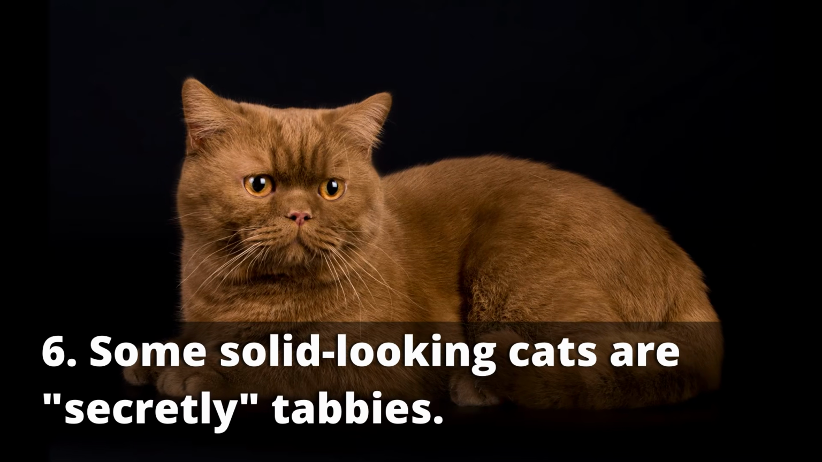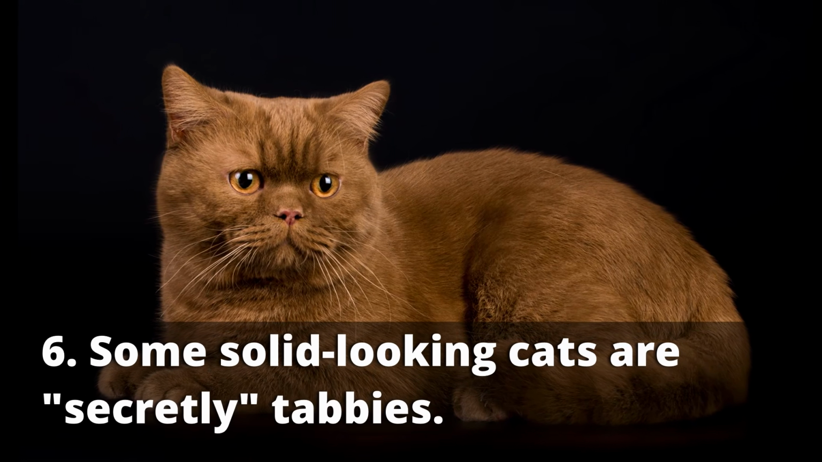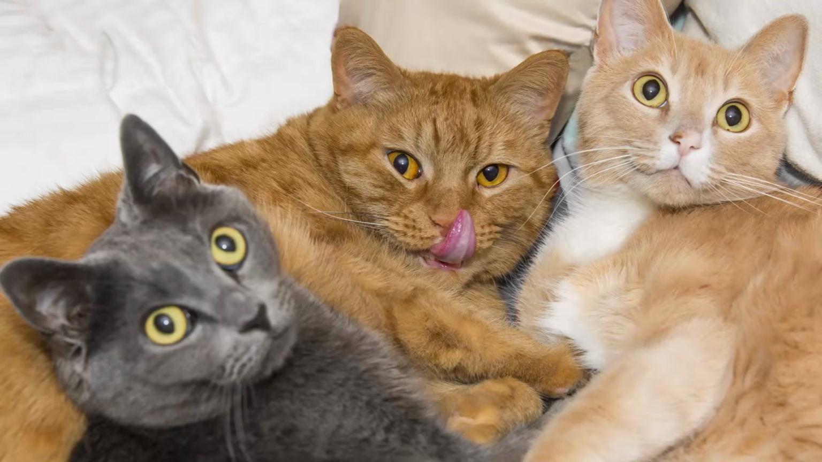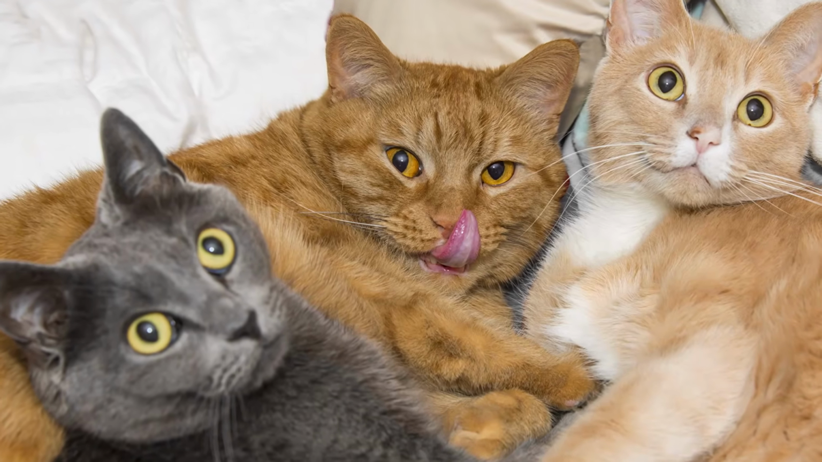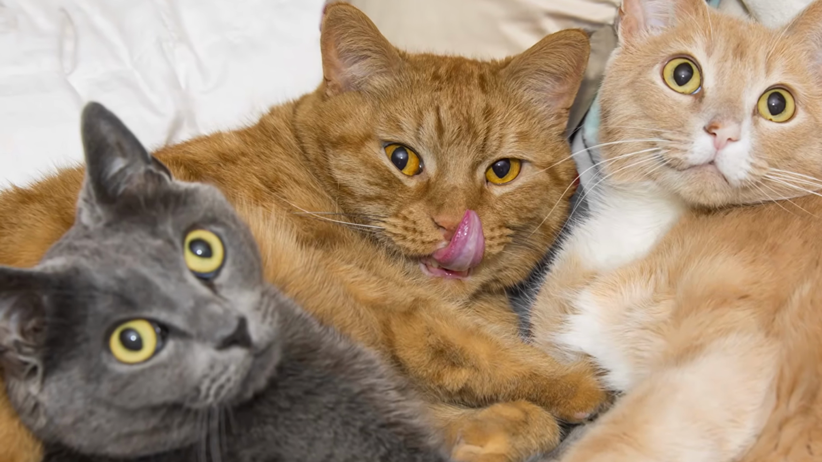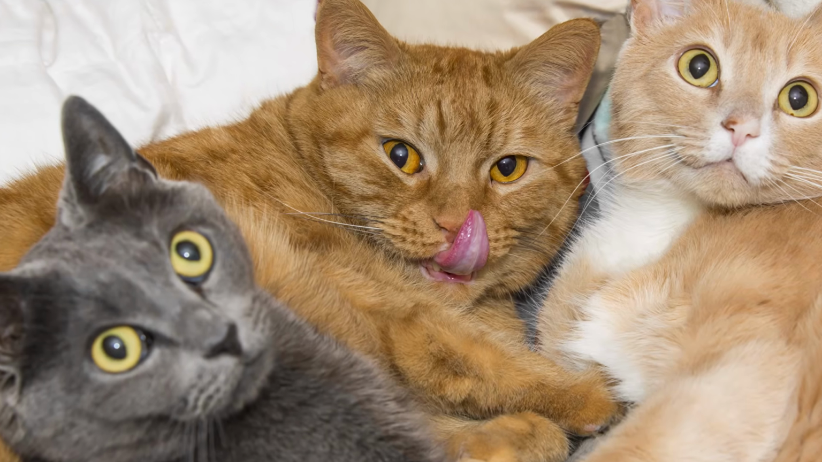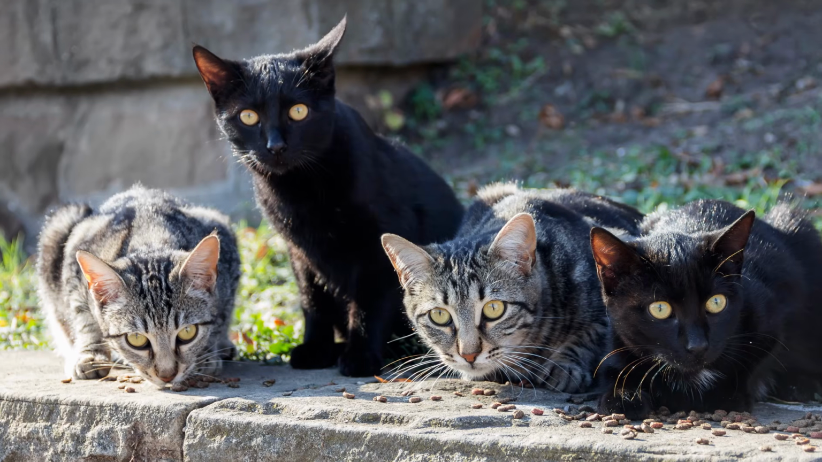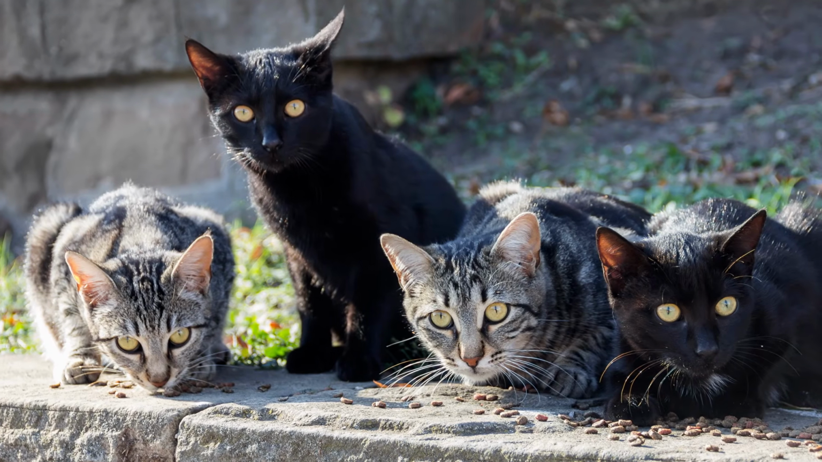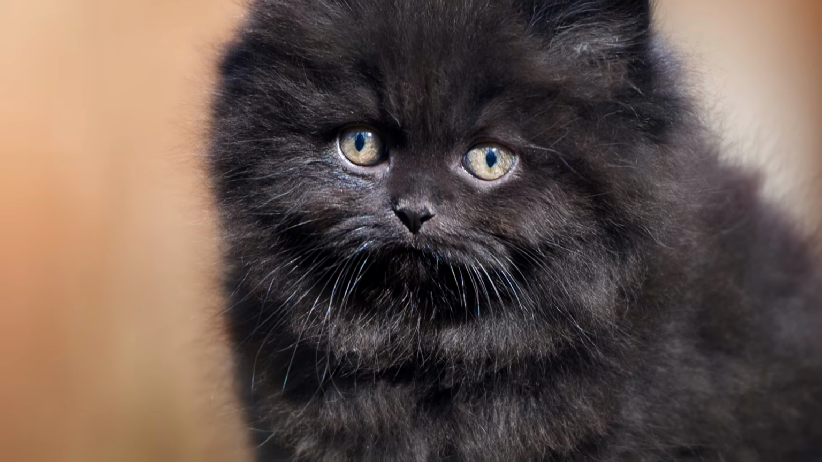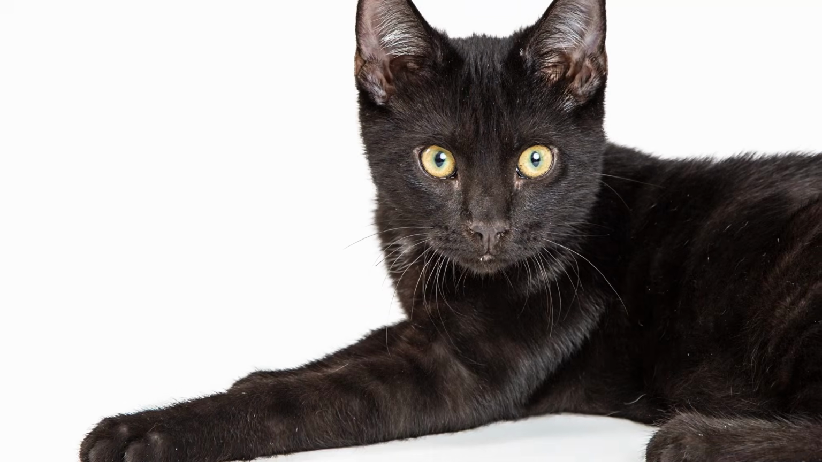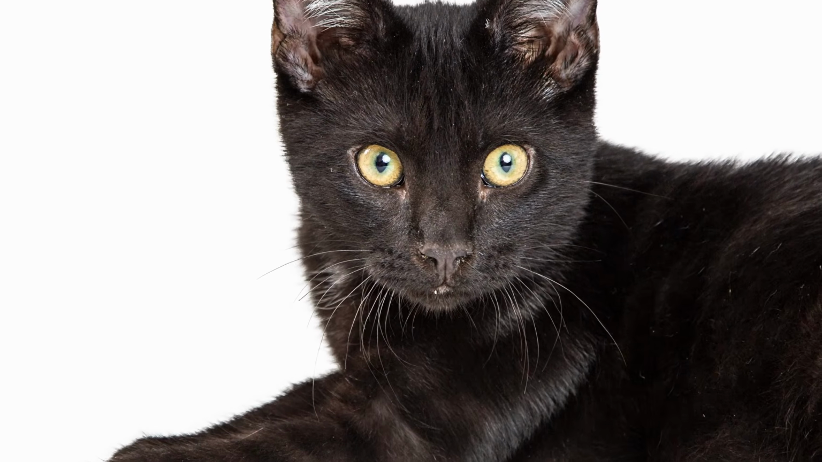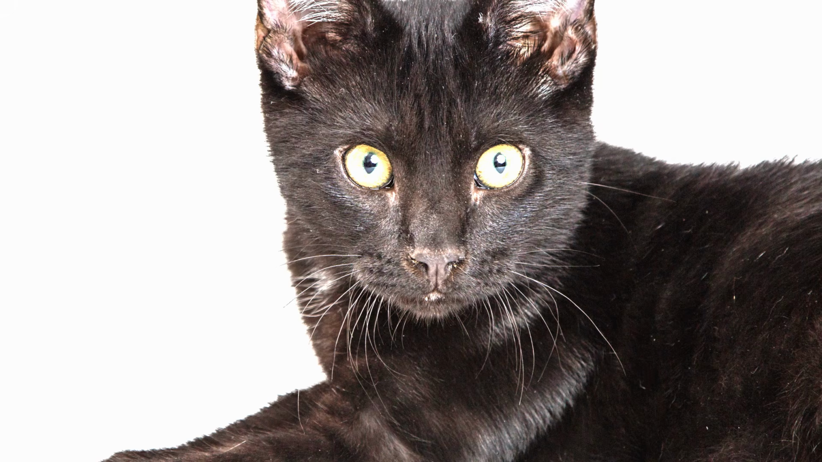My next fact is that some solid looking cats are secretly tabbies. So the gene that causes a cat to be a tabby is dominant over the solid gene, so it's more likely that a cat will be tabby than solid, even if they're, say, a black cat. So while black cats always look solid at first glance, if you look at them in the sunlight really, really closely, you'll probably notice that they have some tabby patterning.